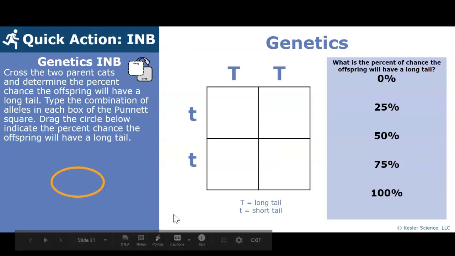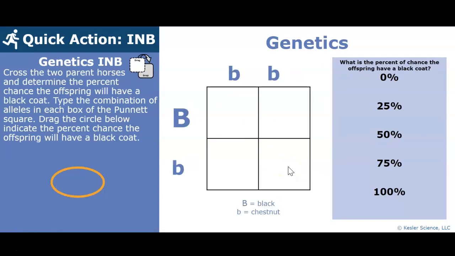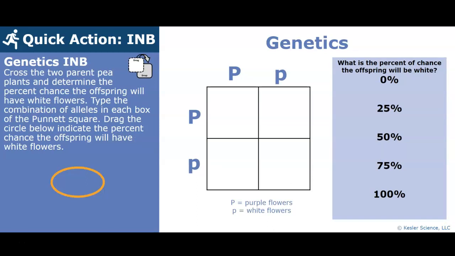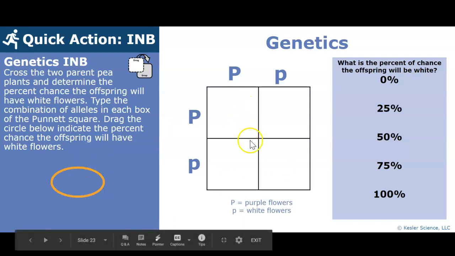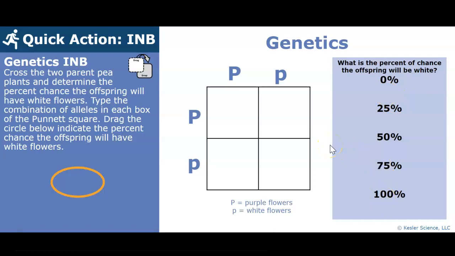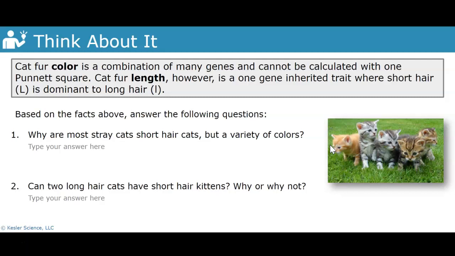Now, here you're going to fill in this box, and you're going to give the percent that each offspring will have a black coat. And you're going to do pea plants, and what's the percentage of the offspring that will be white? How you do that is you drag the circle into the percent over to the percent chance. You do that on both boxes. And then you're going to read the box about cat fur color and cat fur length and answer questions 1 and 2.